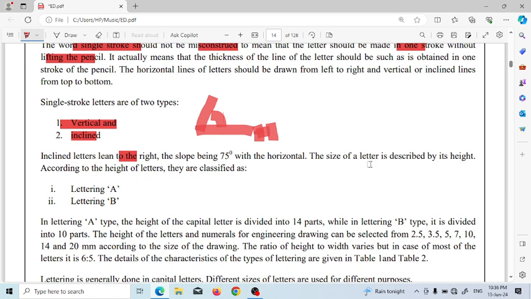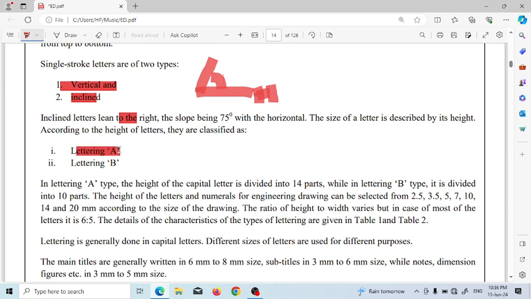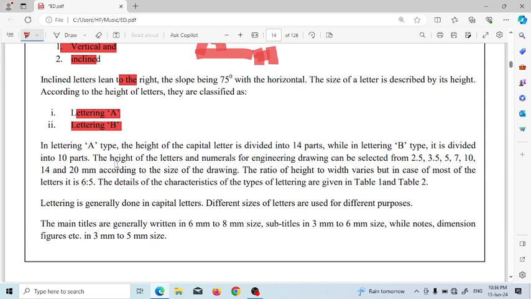Size of the letter is described by its height. According to height, letters are further classified into two types: lettering A and lettering B. In lettering A type, the height of the capital letter is divided into 14 parts, while in lettering B type it is divided into 10 parts. So you have to remember lettering A type is divided into 14 parts, and lettering B type is divided into 10 parts.